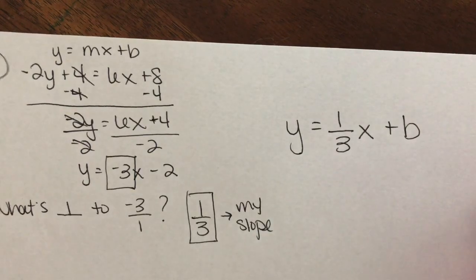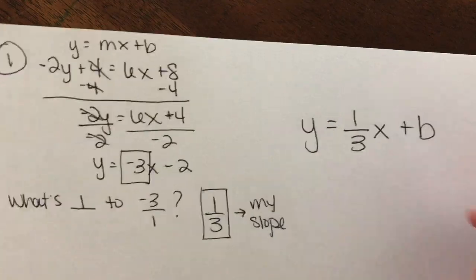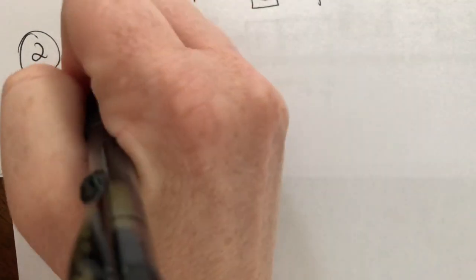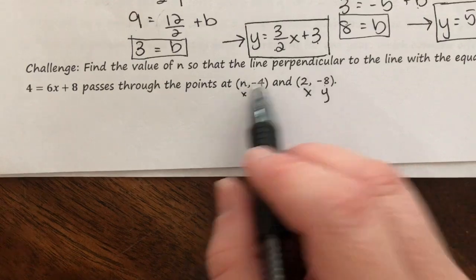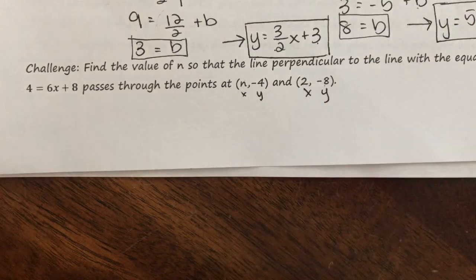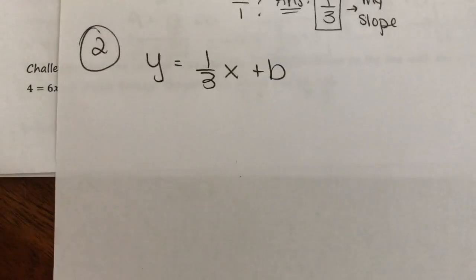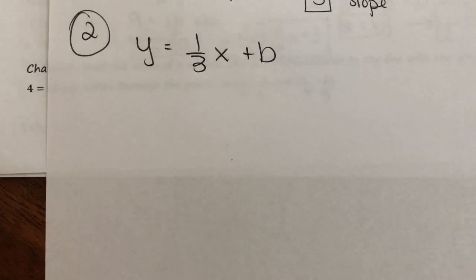So second step is now to solve for b, right? Step 2, we're going to solve for b. So I'm going to use my equation, y equals 1/3 x plus b, and it gives me a couple points to plug in for x and y. Remember, if I'm solving for b, I want b to be the only variable in the equation, right?